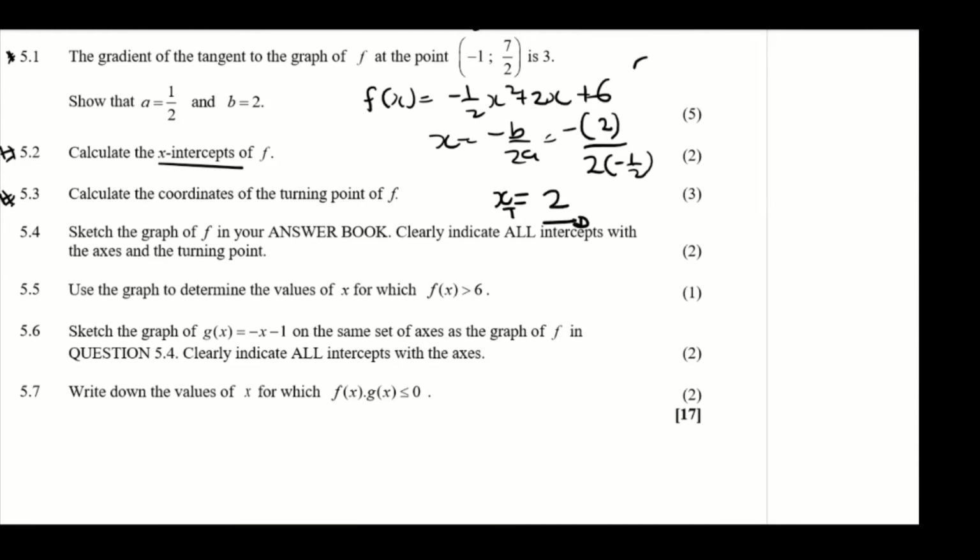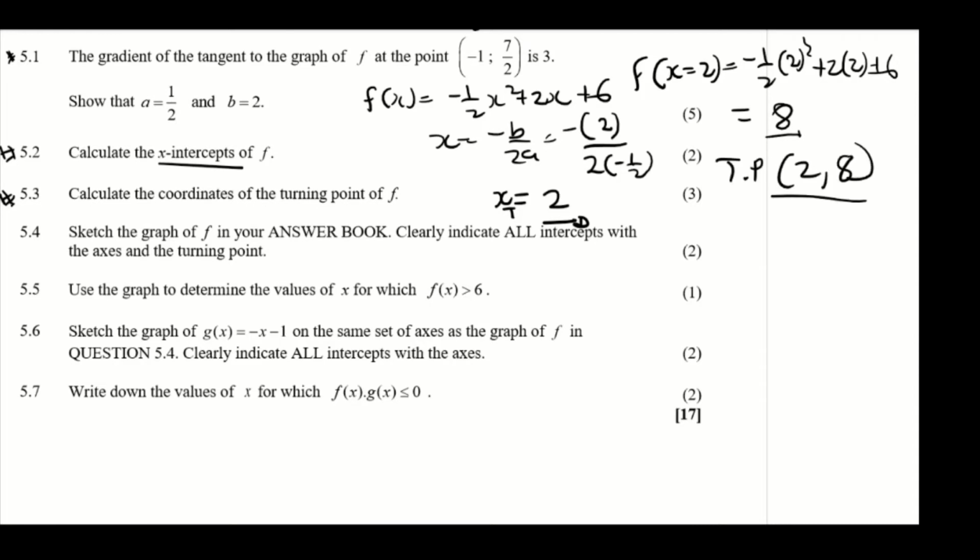Then we substitute the x value in the original equation. So minus half into 2 squared plus 2 into 2 plus 6. So we're going to get 8. So your turning point is 2 and 8.